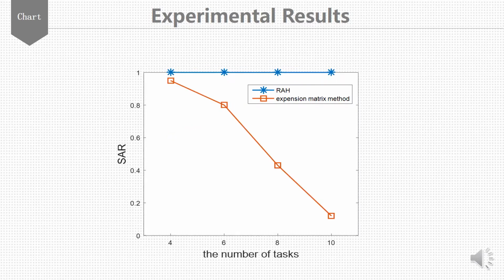As we can see in Figure 2, the SAR of the expansion matrix method decreases when the number of tasks increases. It shows that RHA can effectively allocate tasks to development sites with the lowest cost when the number of tasks changes.